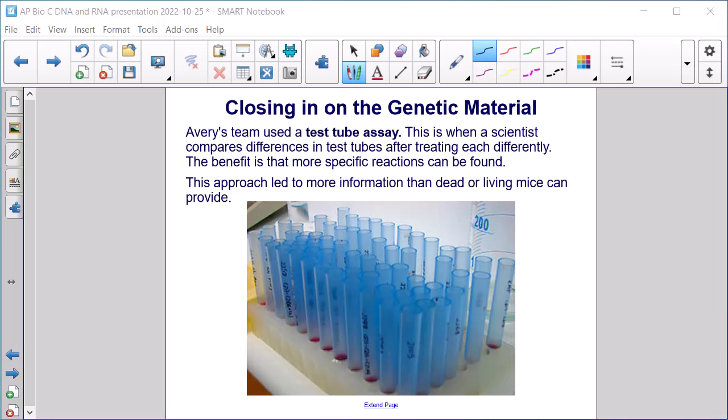Avery's team used a test tube assay. This is when a scientist compares differences in test tubes after treating each differently. The benefit is that more specific reactions can be found. This approach led to more information than dead or living mice can provide.